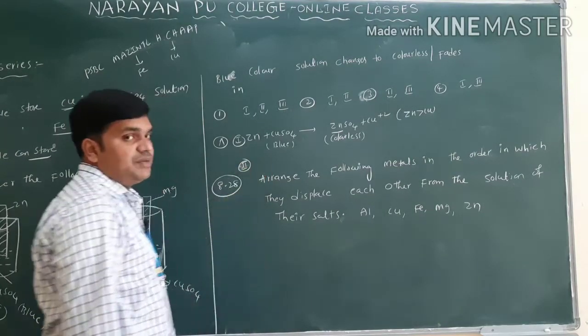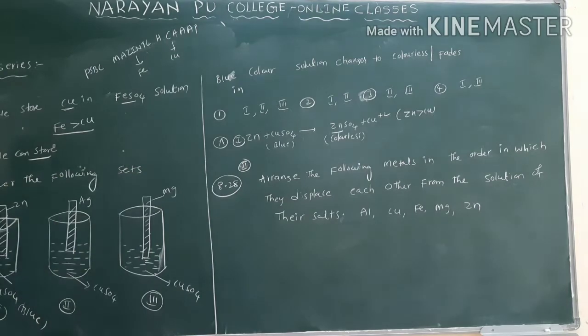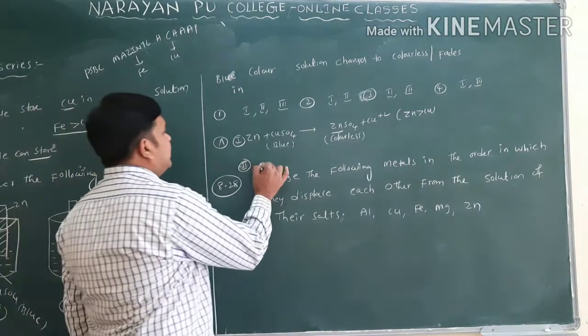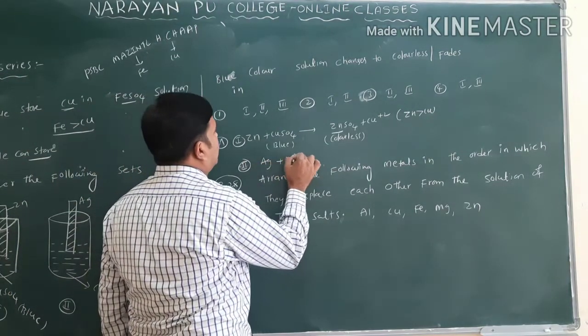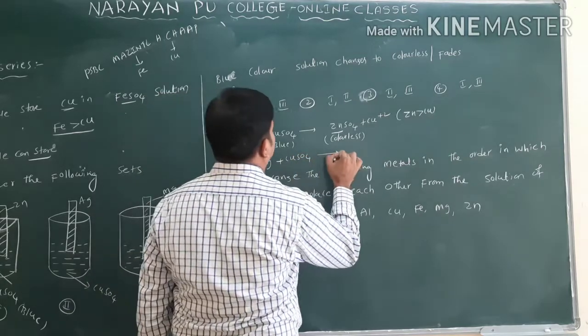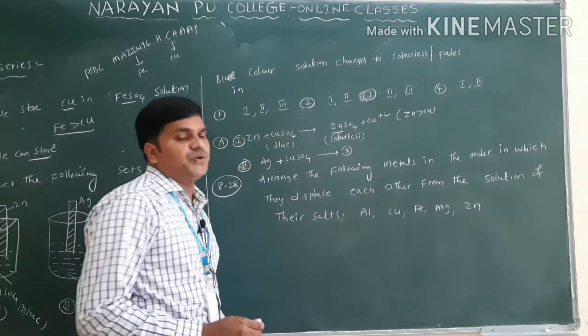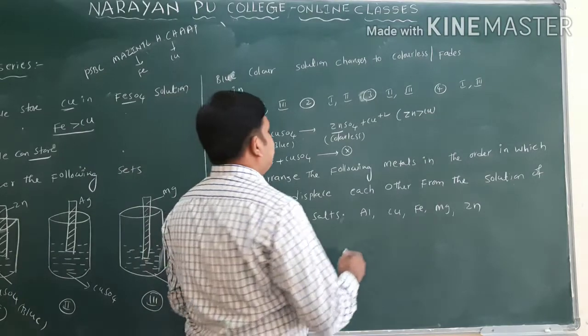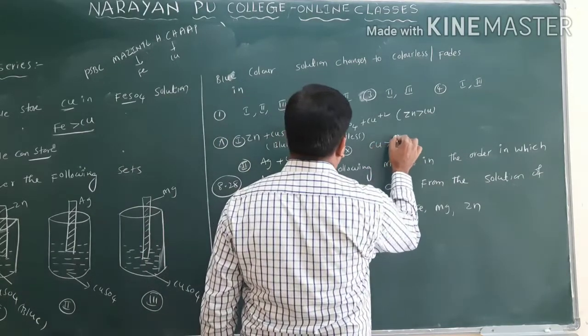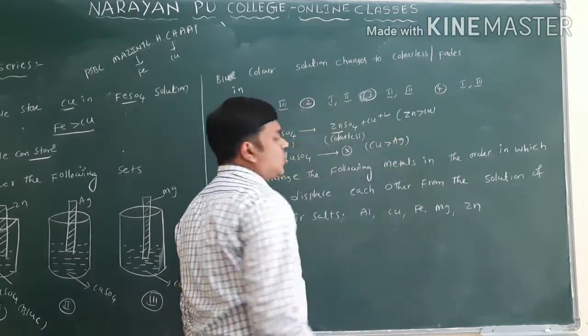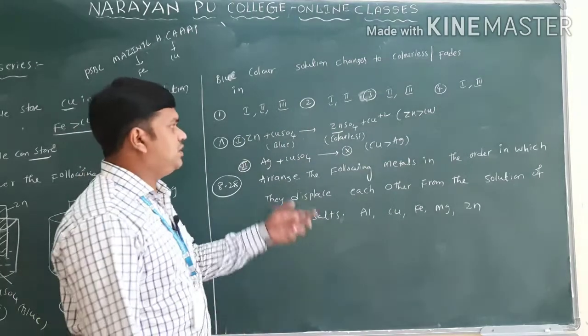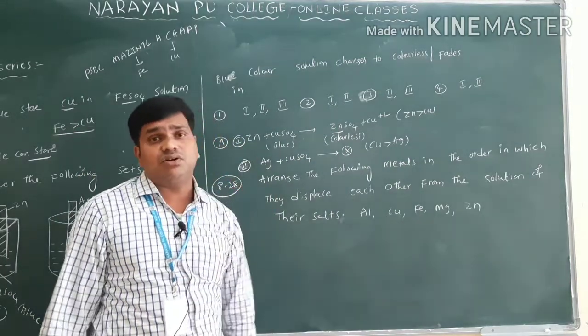Now come to the second beaker. In the second beaker we have silver and copper sulfate. Generally you can see there is no chance for a reaction here. Why? Because copper is more reactive than silver. So no reaction takes place, and the blue color does not change.